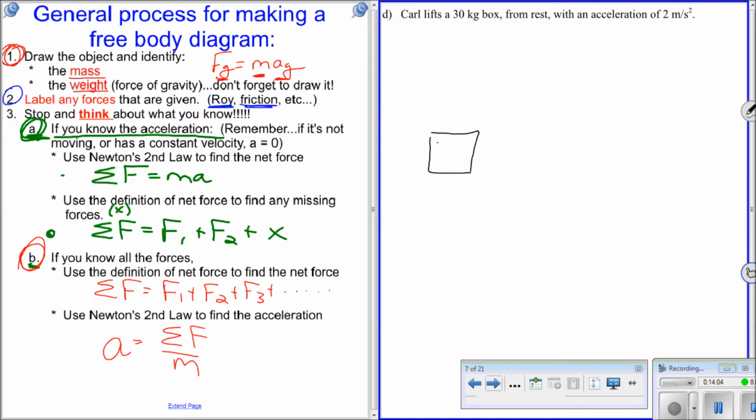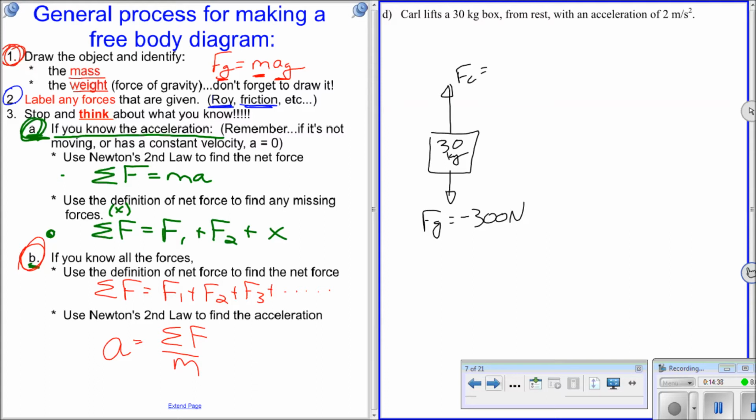Step one: draw the box. 30 kilograms. Put in your force of gravity. 30 times negative 10 is negative 300 newtons. All right, and then we know there's going to be a force from Carl, but we don't know how much force it's going to be, right? So that's step one. Step two, I drew in Carl's force, but I don't know what it is, so that was a little sloppy. I probably shouldn't have even put that force in yet, because sometimes you'll think that a force is in one direction, and then you do the math, and it turns out that it's not.